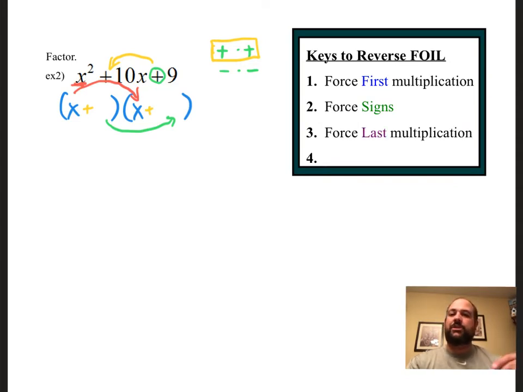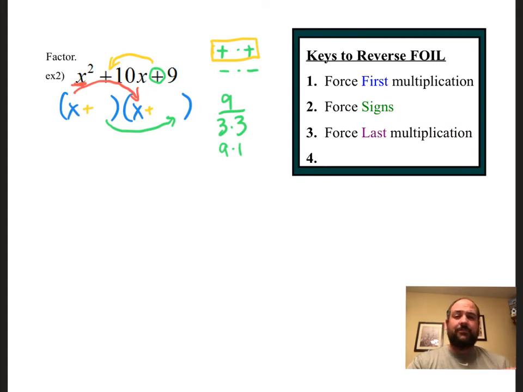The third step also goes along with the signs, because now we're going to force the last multiplication to work out the way we want it to. Meaning, I want to make sure that, as I said before, the last two terms multiply to give me 9. And this is the big difference from what we saw last week, because last week we would have said, oh, 9 is 3 times 3. Here's the problem: 3 times 3 are not the only factors of 9. We could also use 9 and 1.